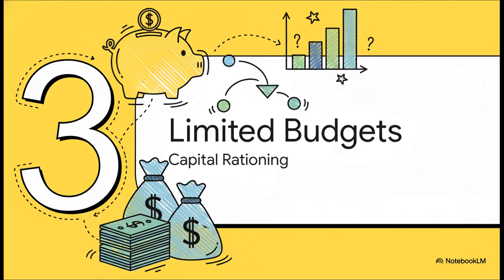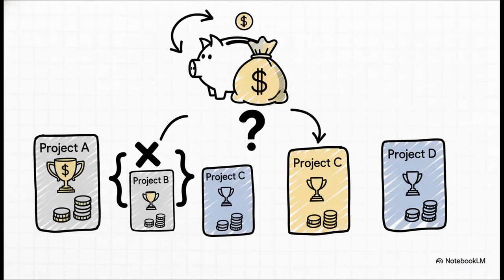Okay, let's get to our final challenge. And this is probably the most real-world problem of all. Because in reality, you never have enough money to do every single good project. You have a fixed budget. And this is what we call capital rationing. So here's the game. You've got $100,000 to spend and 4 potential projects. Each one has a different cost and a different payoff.